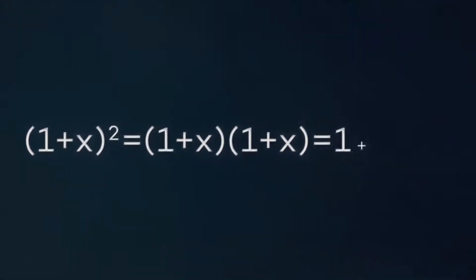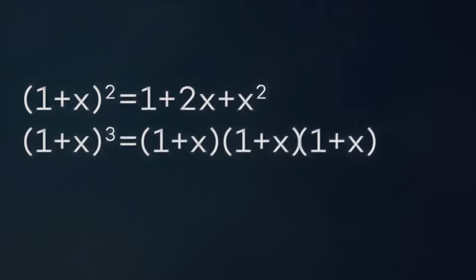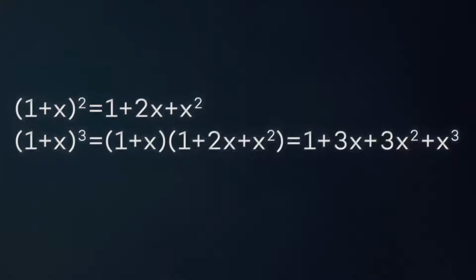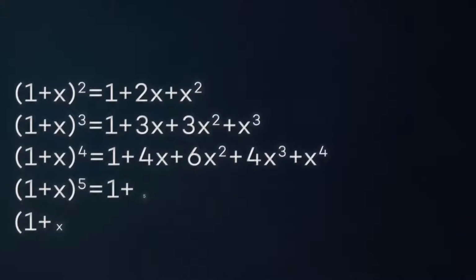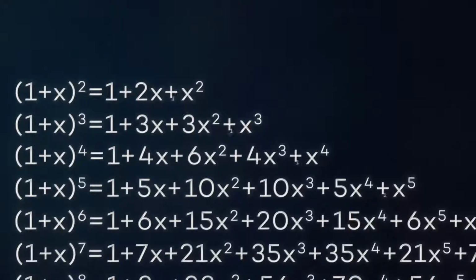You can multiply it out and get 1 plus 2x plus x squared. Or what about 1 plus x all cubed? Well, again, you can multiply out all the terms and get 1 plus 3x plus 3x squared plus x cubed. And you could do the same for 1 plus x to the 4 or 1 plus x to the 5, and so on. But Newton knew there was a pattern that allowed him to skip all the tedious arithmetic and go straight to the answer.